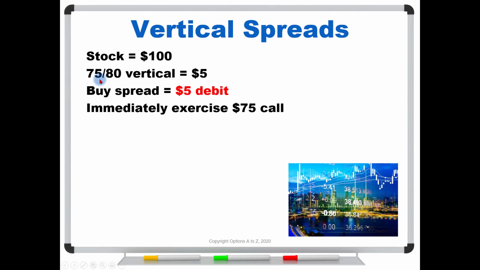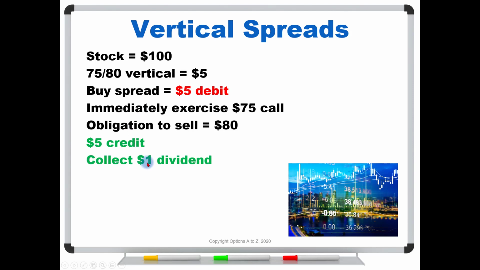When you buy a vertical spread with calls, you are buying the lower strike. So we're going to turn around and exercise that 75 call, but we're also short the 80 call, so we have the potential obligation to sell for 80. And because we're so deep in the money, that's probably going to happen. And if it does, it's a $5 credit we end up with. We paid a $5 debit, we get a $5 credit, no harm done. But if we're not assigned, we collect the dollar dividend. That's what we're hoping for.